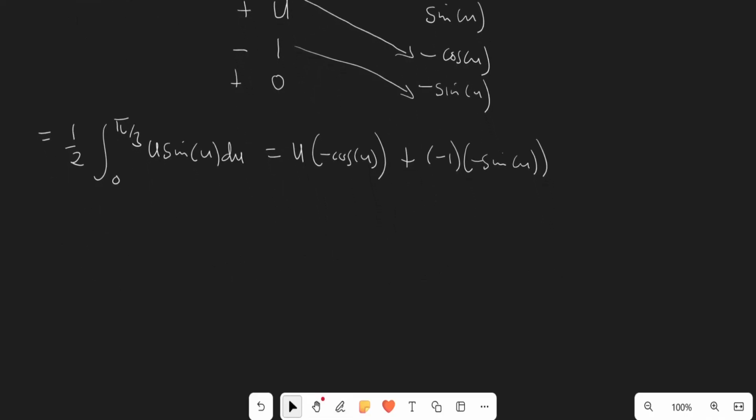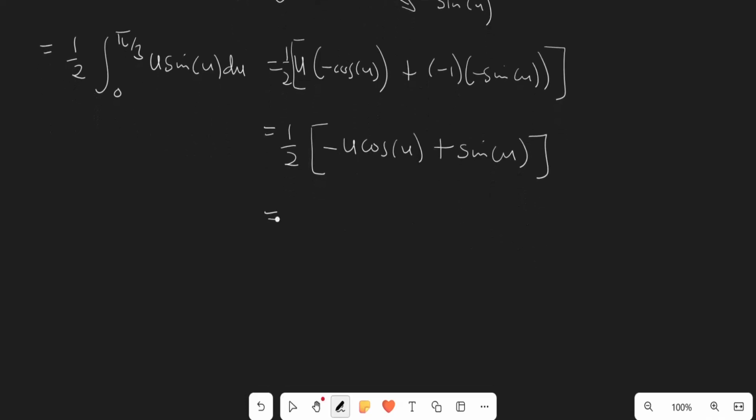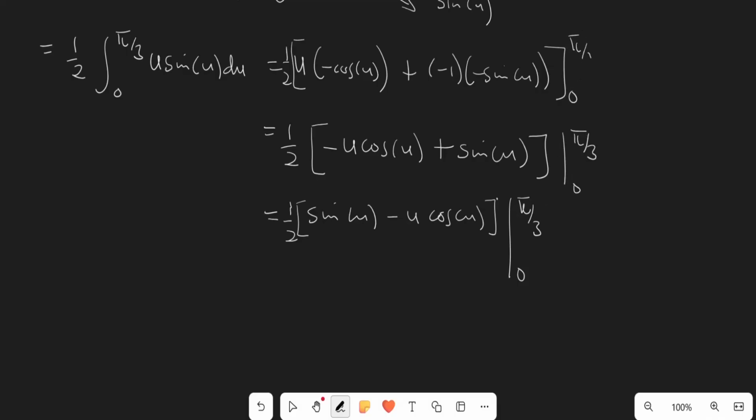So we are now ready to plug in. This is multiplied by 1/2. This is negative u cosine of u plus sine of u. This becomes sine of u minus u cosine of u, times 1/2. Then we are evaluating this from 0 to pi over 3.